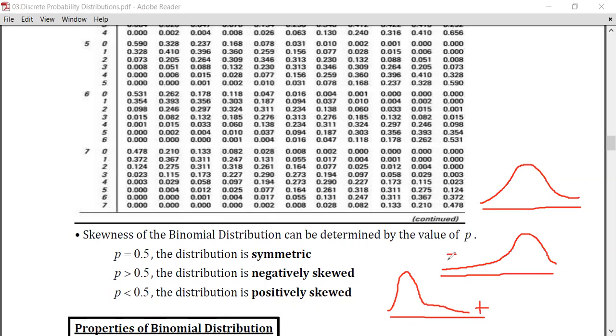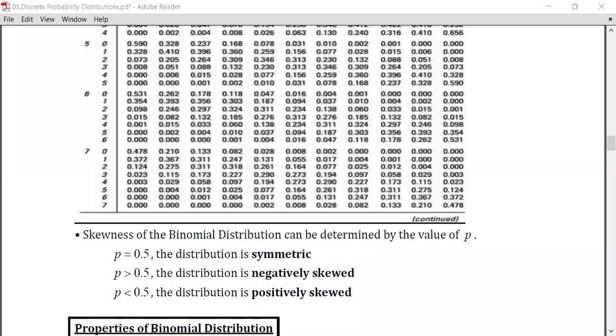This is a negative skewness, and here there is no specific tail on the left or right side, the positive or the negative side. Therefore, we say this is a symmetric distribution. So if p equals 0.5, you get a symmetric distribution; if p is greater than 0.5, you get a negatively skewed distribution; if p is less than 0.5, you get a positively skewed distribution. And now we will look at the properties of the binomial distribution.